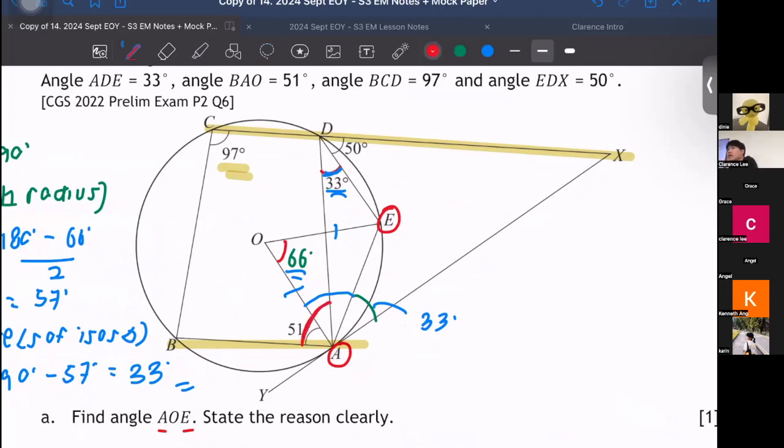Can you all see that? That they are angles in opposite segments? Same thing, first and last letter. So B and D. So angle BAD will be 180 minus 97, which is 83, because of angles in opposite segments.